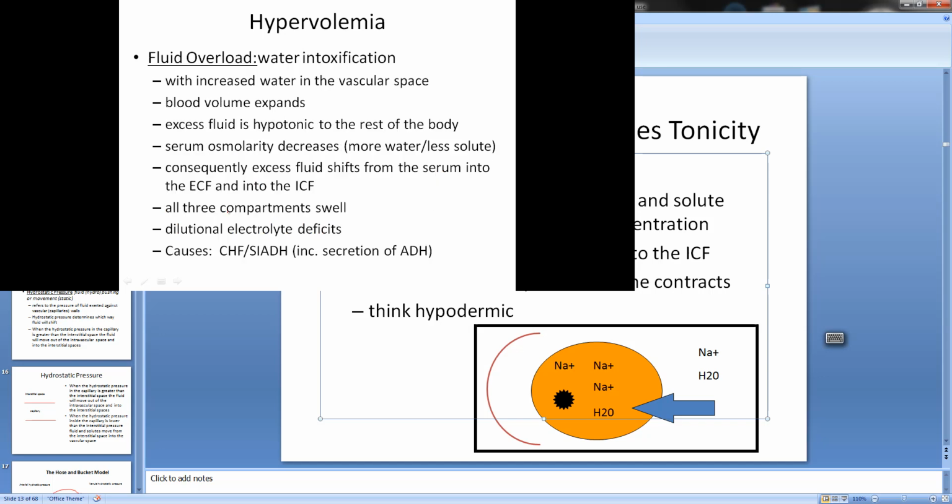Another case of hypervolemia is, for instance, fluid overload, otherwise known as water intoxication. Just another example of hypervolemia with increased hydrostatic pressure. The serum osmolarity in this case, with water intoxication or water overload, would actually decrease. All three compartments swell in this case, and you end up with dilutional electrolyte deficits.